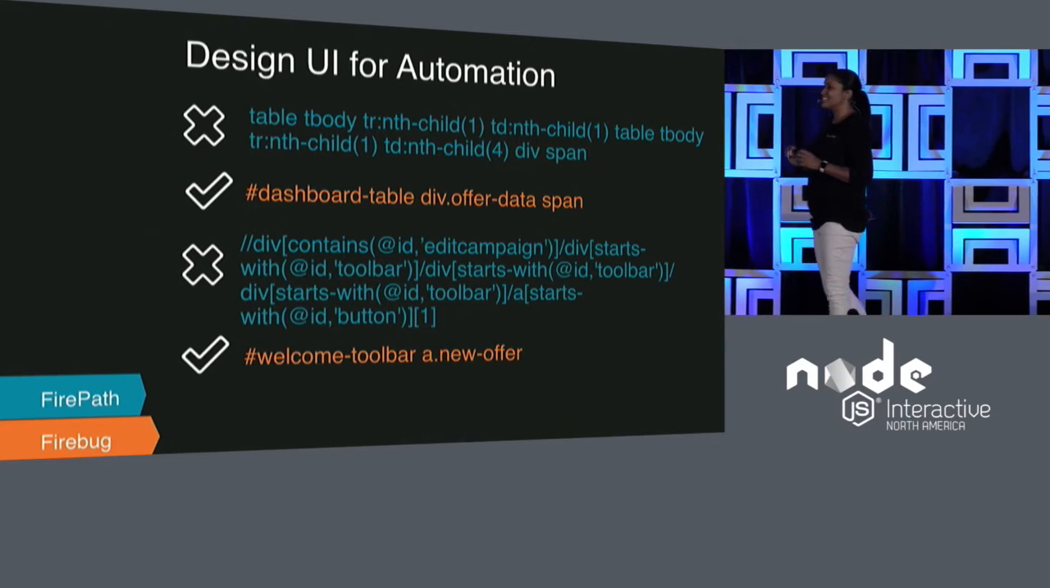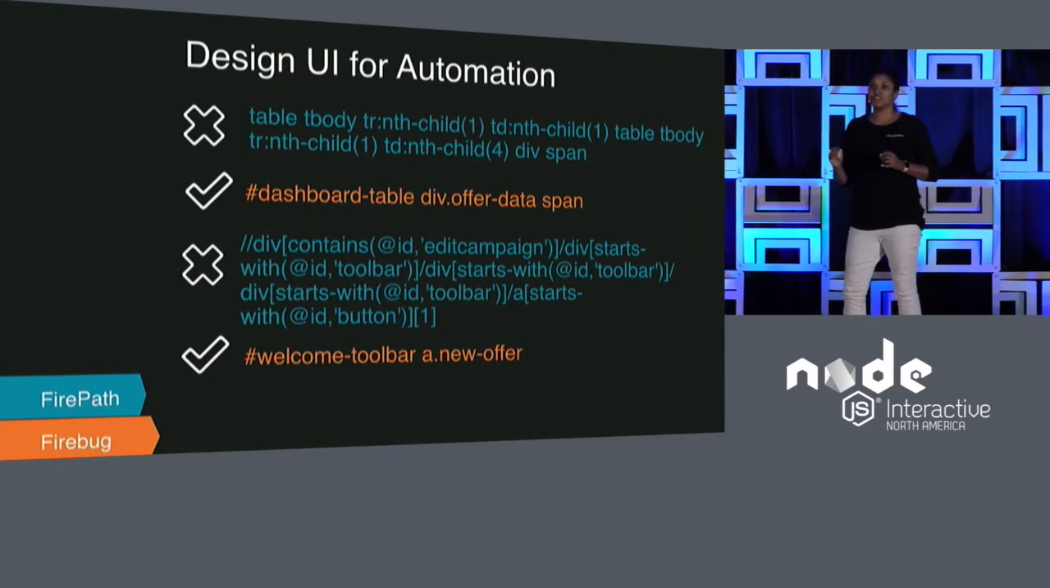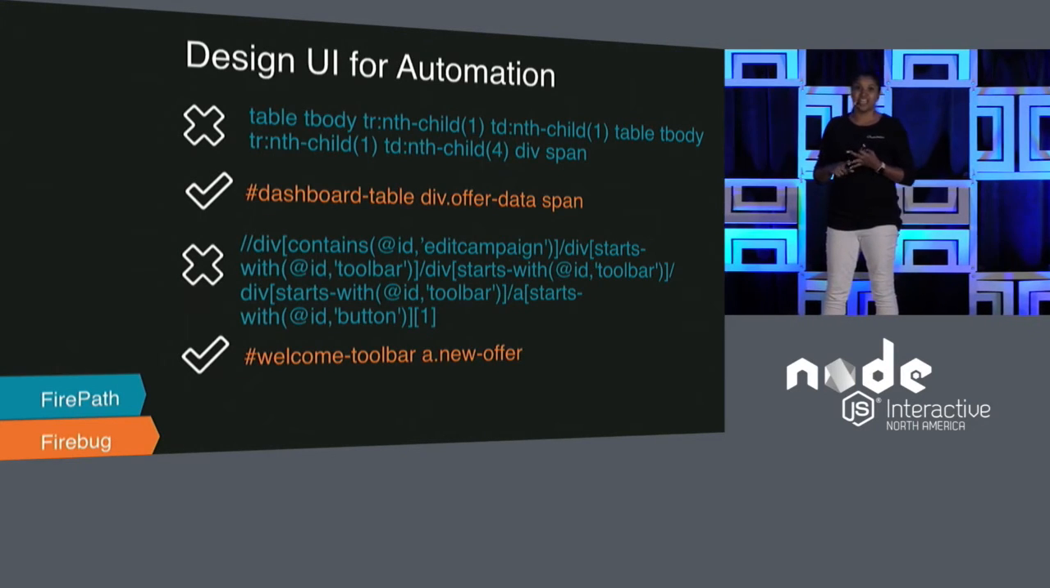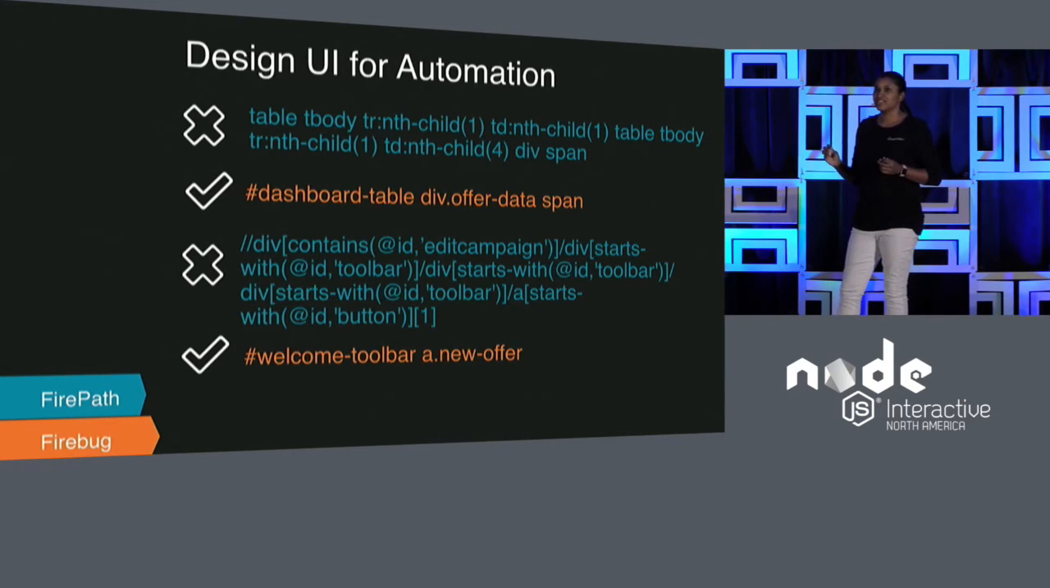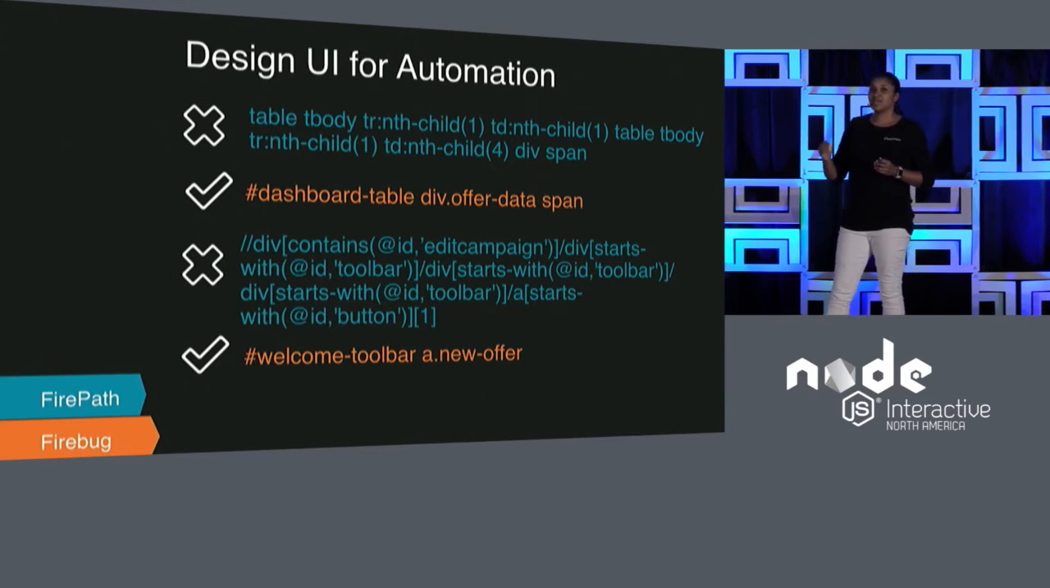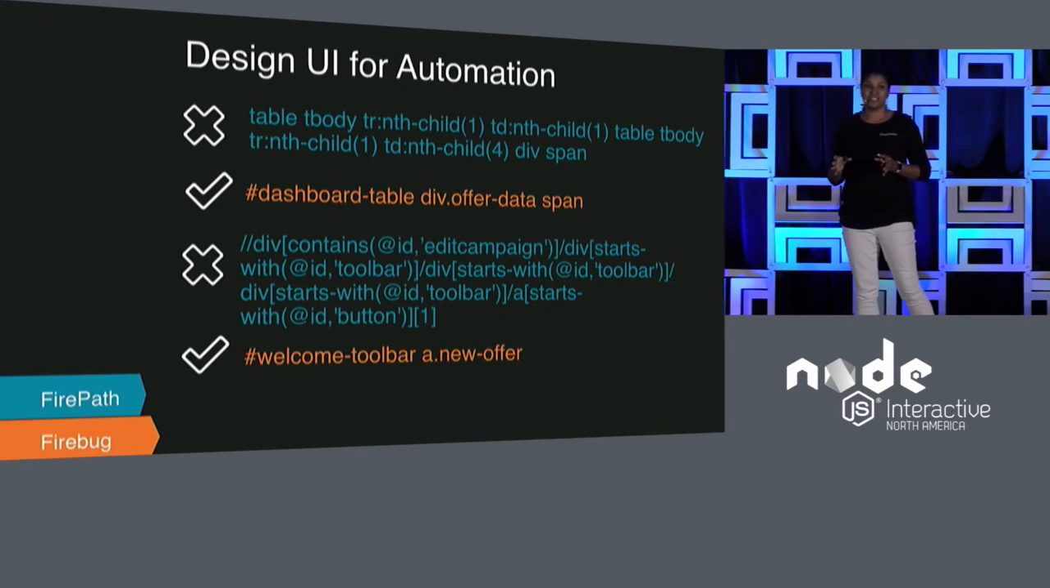But if it was designed with automation in mind, and our developer either used an ID or class name or an attribute, it would take seconds for us to be able to identify that information and be able to write our automation code 100 times faster.